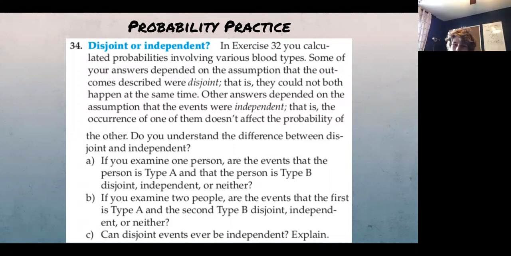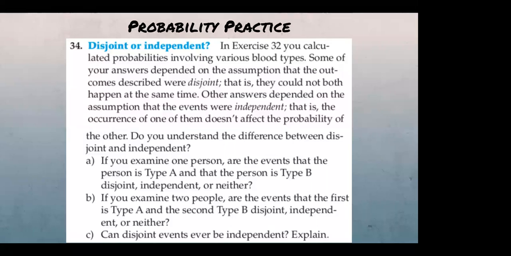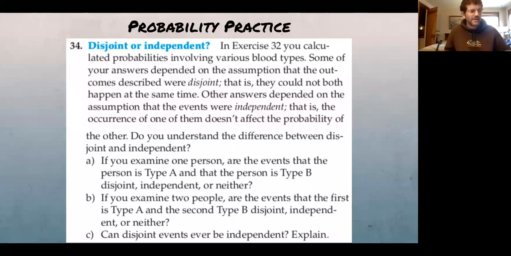I'm assuming, again, I'm not looking at the answer key, but I think it's a safe assumption. If you examine two people, are the events that the first is type A and the second type B disjoint, independent, or neither? They're independent. It's fair to say across an entire population, sampling one person isn't going to really change the probabilities for the second person. If the outcome for the first person doesn't change the second, they're independent.